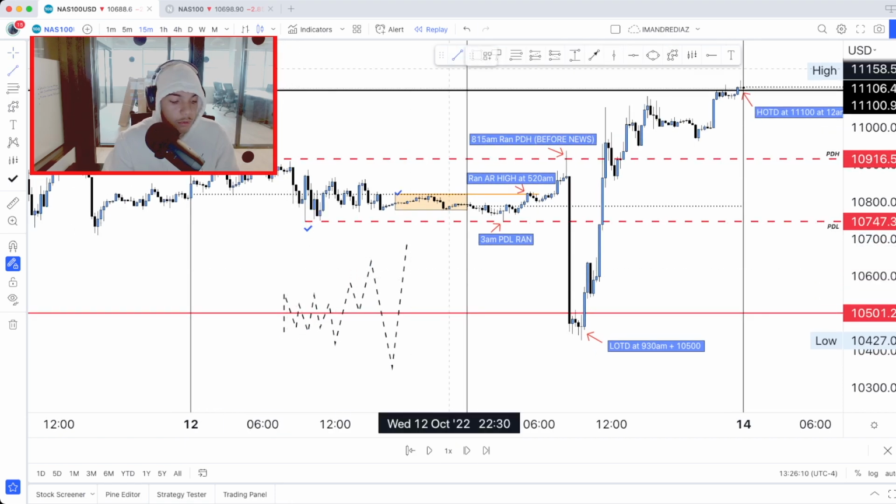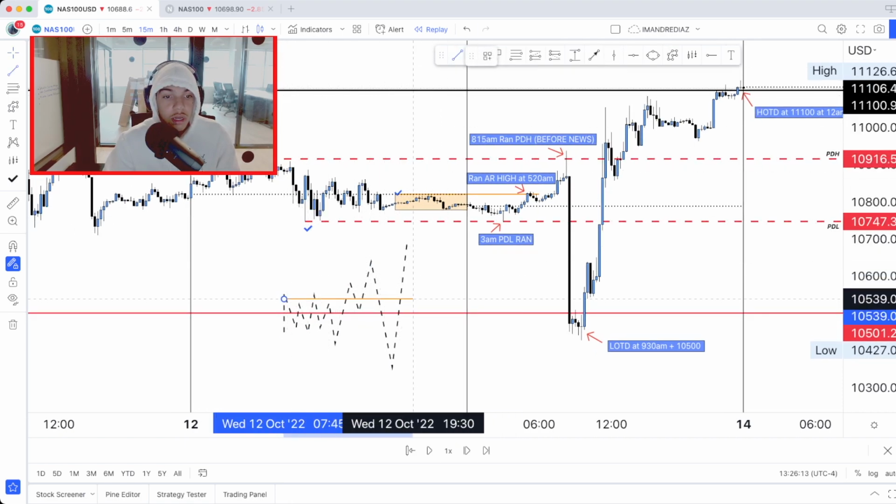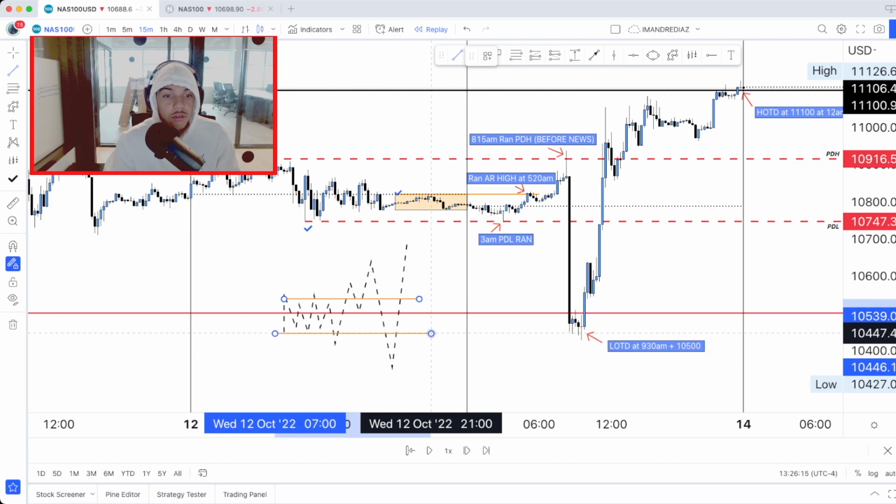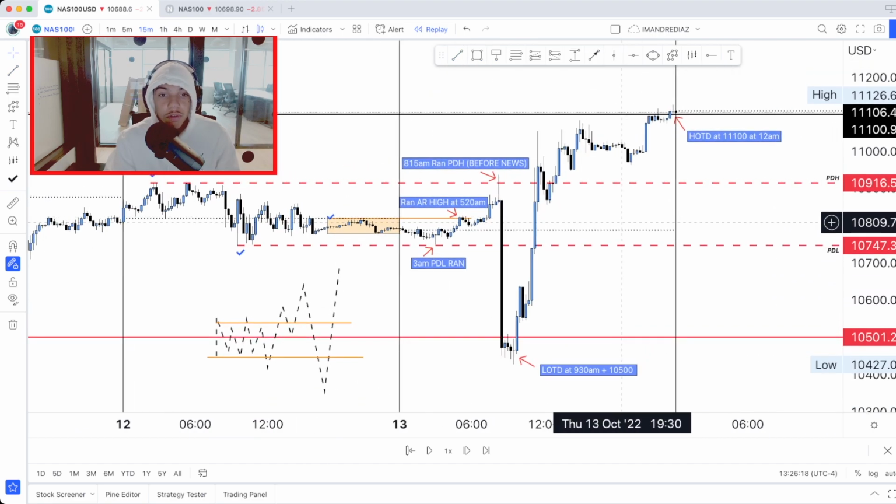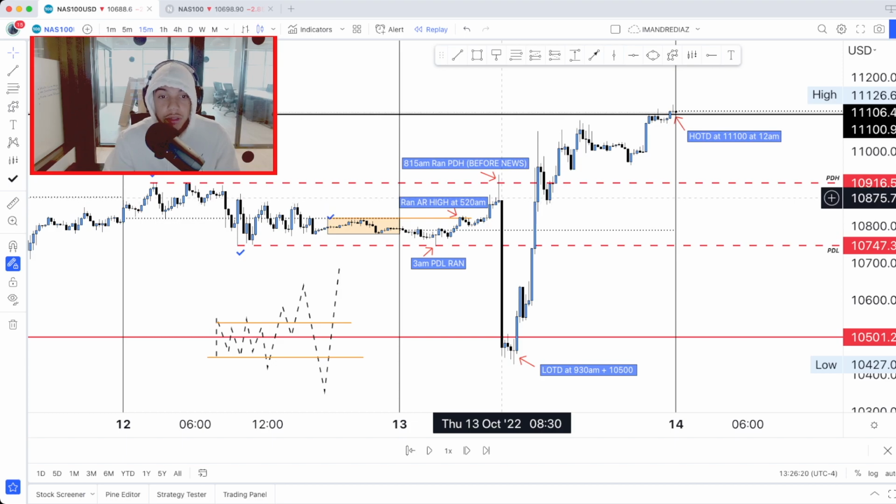So what happened? I'm going to use this as the Asian session indicator so you can kind of see the range that I'm talking about. So that's what happened. It was a very choppy day due to the fact that there was CPI news at 8:30 that created this price.